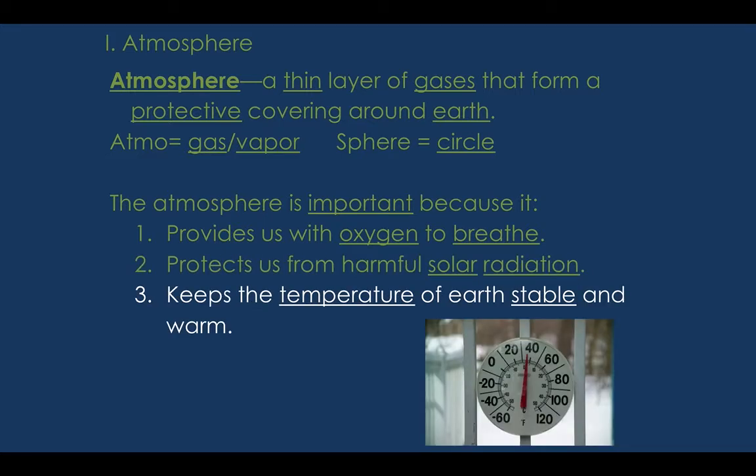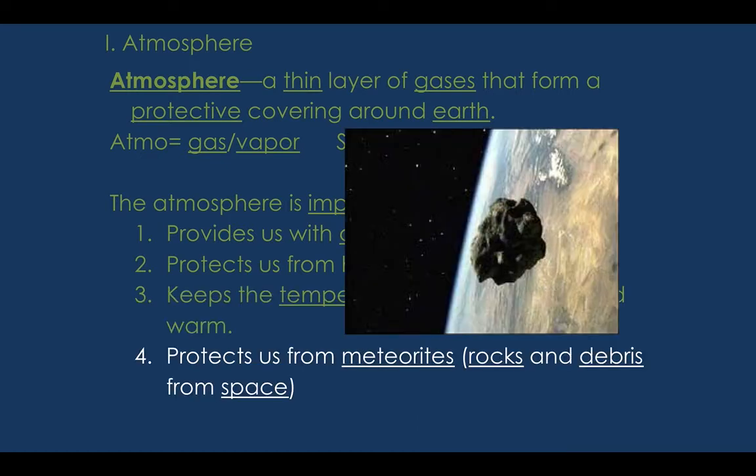It helps keep our temperature stable here on Earth and warm. If you go to other planets that don't have an atmosphere like this, if it's in the sun, it's really, really hot. If it's not in the sun, it's really, really cold. Ours stays relatively even. Although we know we have our seasons, but in general, the temperature of the Earth stays relatively stable and warm. And finally, it protects us from meteorites.